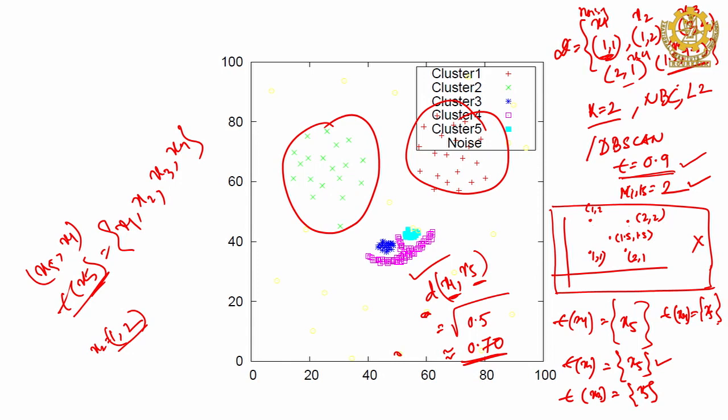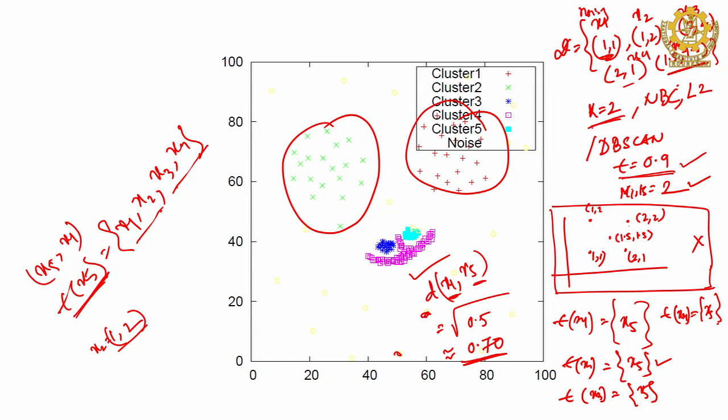So, therefore, this x 5 is a core point, right. x 5 is a core point, and what will be its neighbors within the epsilon? That is x 1, x 2, x 3 and x 4. These points were already seen, but were temporarily noisy points. Now you mark this point as actually part of the cluster. So, it will form a single cluster by DB-scan.